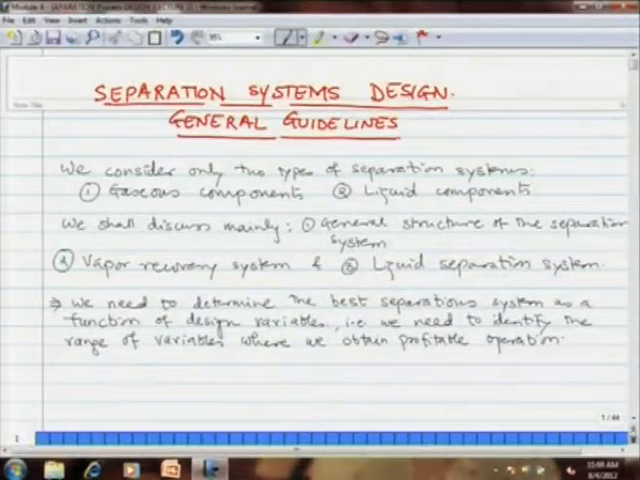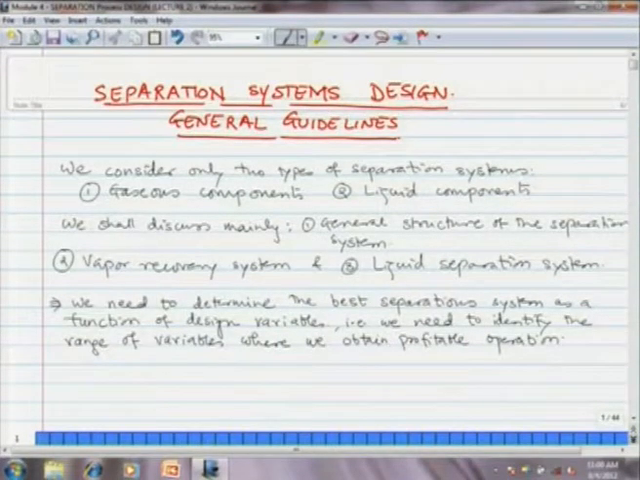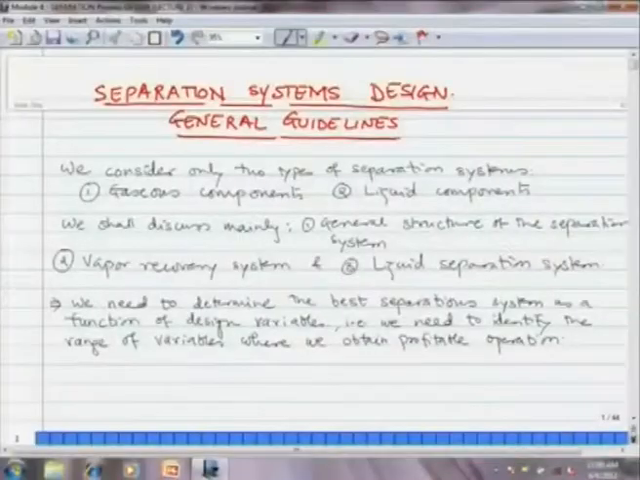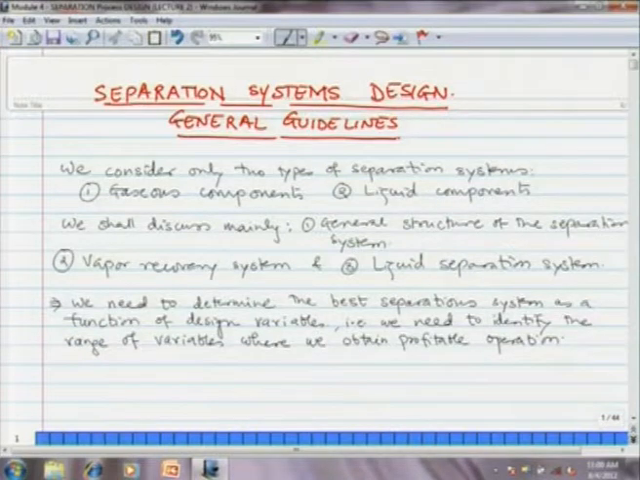Welcome. We are looking at the design of separation systems, and in the previous lecture we got an introduction to what kind of separation processes exist for different kinds of mixtures that emerge from the reactor or from the process. In this lecture we take ahead the theme to see the general guidelines of separation systems design, and this will be followed by certain aspects of distillation column design, which is the most widely used separation process in all types of chemical and process industries.